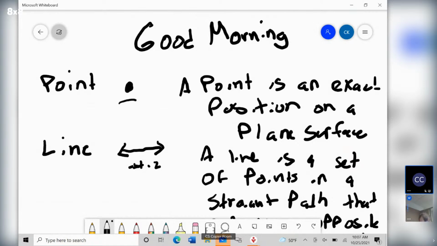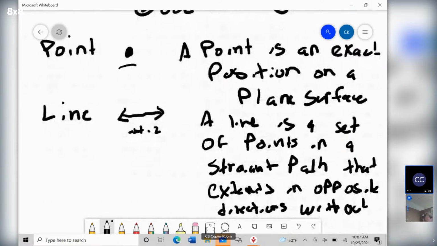And a line is a set of points in a straight path that extends in opposite directions without ending. So this line goes on forever, both ways. It can cross over a lot of points, but it continues to go, in this case, both directions.